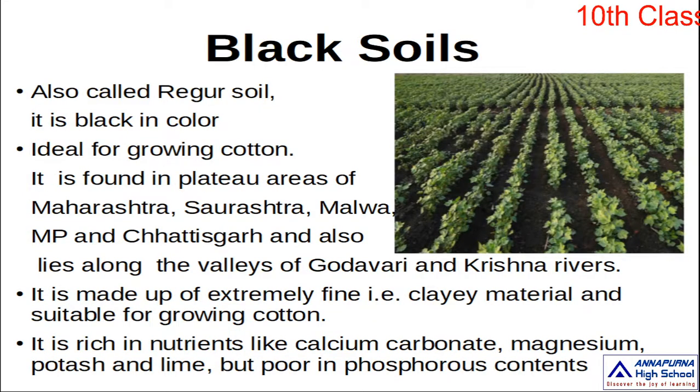Then the second one, black soils. Black soils are also called regur soils, and this black soil is also known as black cotton soil. It is black in color, and that is why it is called black soil. The main important crop grown upon this soil is cotton. For this very reason, it is also known as black cotton soil.